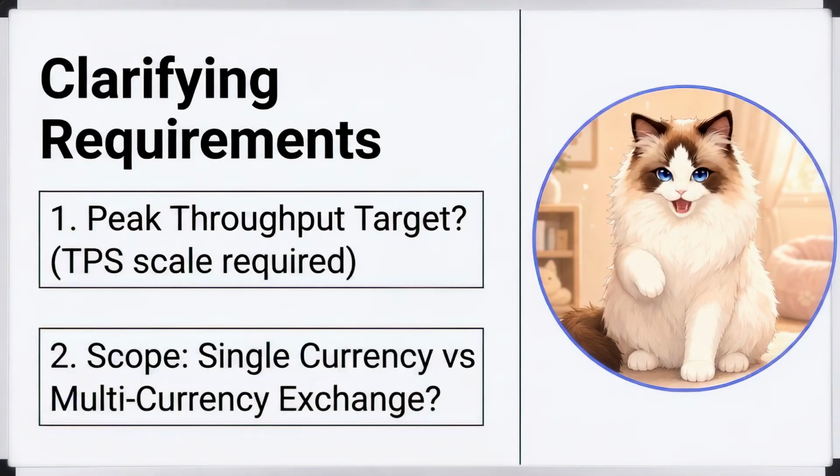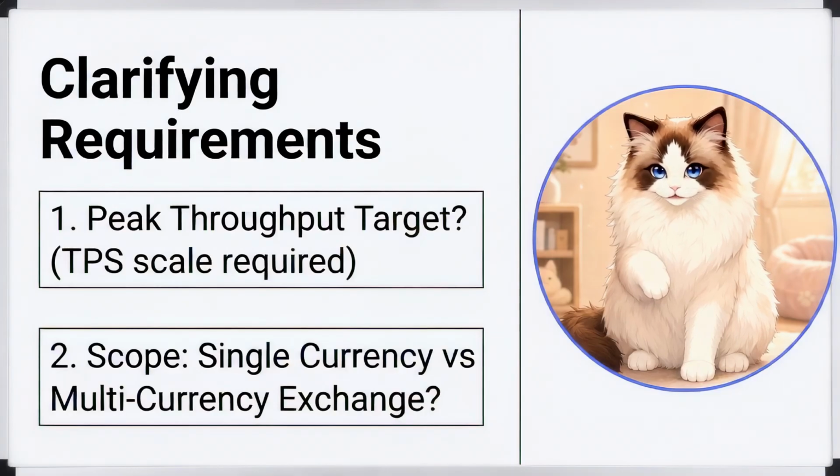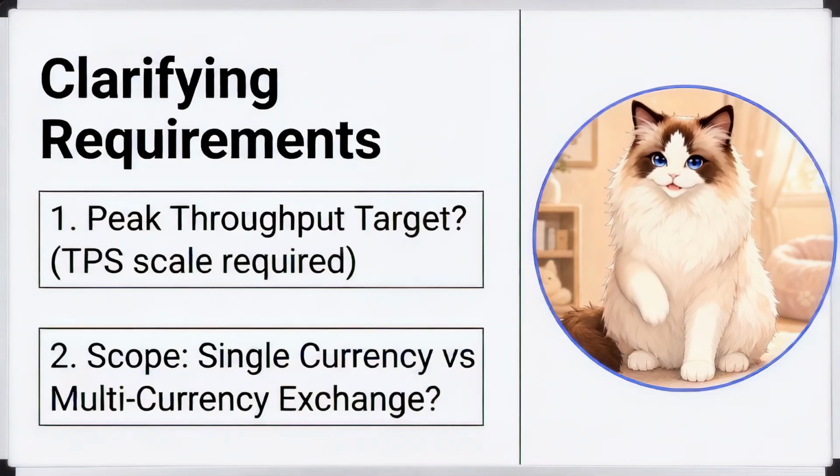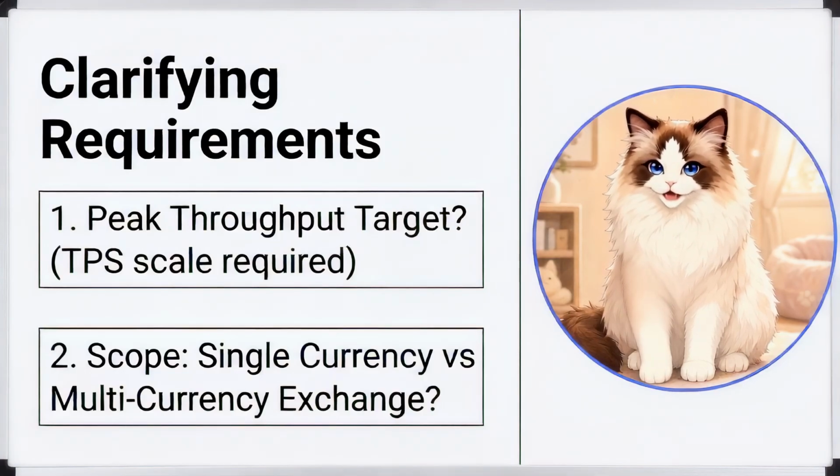Before jumping into the architecture, I'd like to clarify a few key requirements. Are we strictly focused on wallet-to-wallet transfers? What is our target peak TPS, latency requirement, and availability target? Do we require strong consistency, immutable audit logs, or cross-currency exchange?